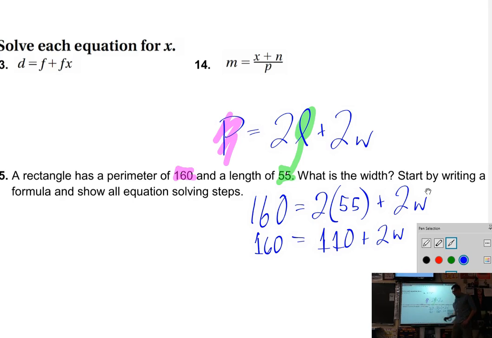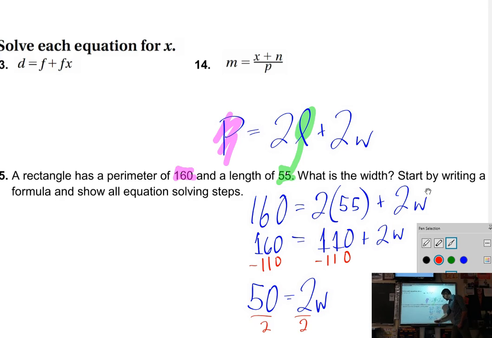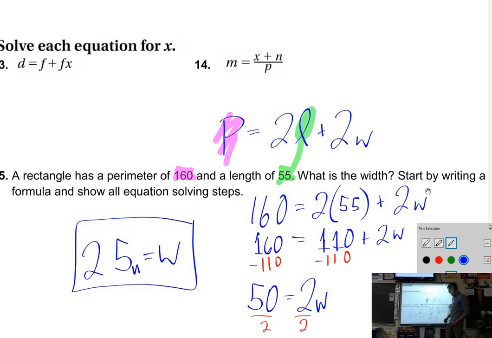I'm going to shift over left a little bit because otherwise I'm going to end up blocking this. So, get rid of your constant value, that's 110, to work towards isolating that variable. So we subtract 110 from both sides. That leaves me with 50 must be the 2w. And to isolate that w, it's multiplied by 2, so I want to divide. And we get that w is equal to 25. We don't have units, so we can just put a U for units.